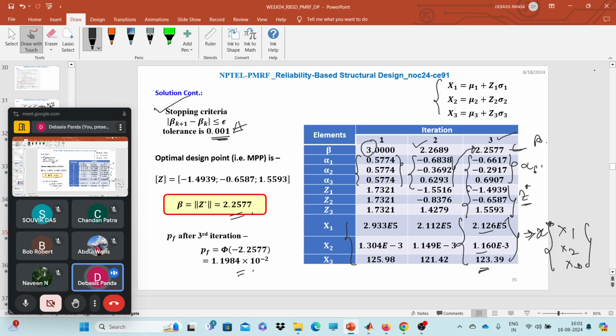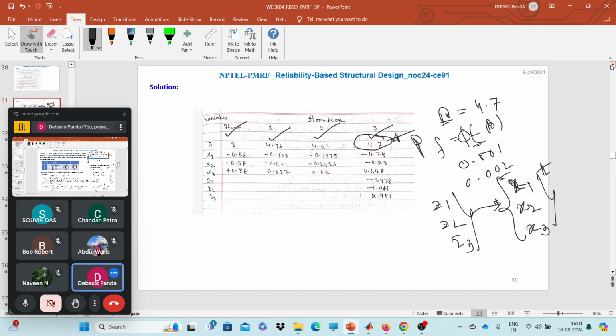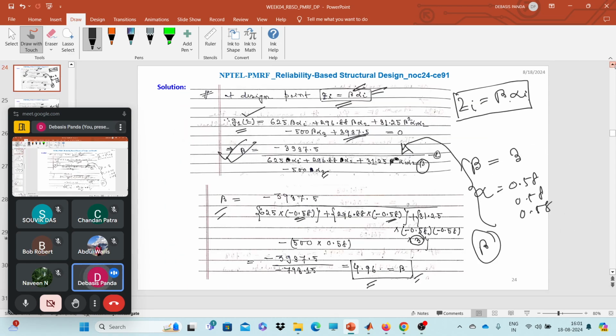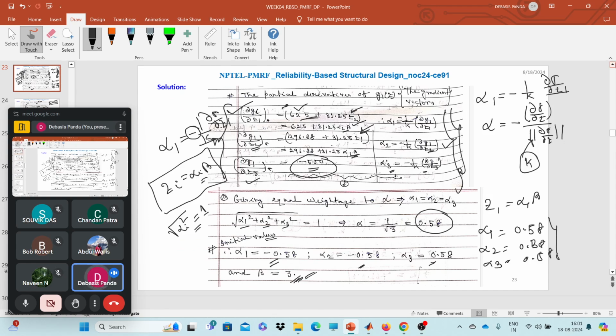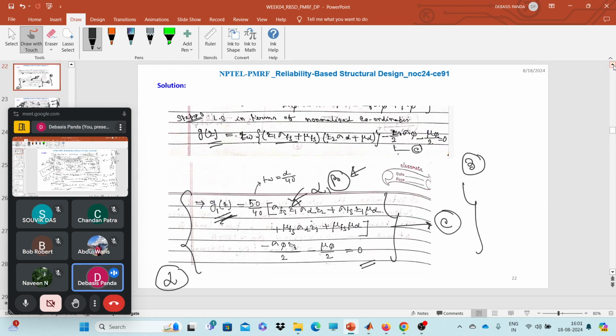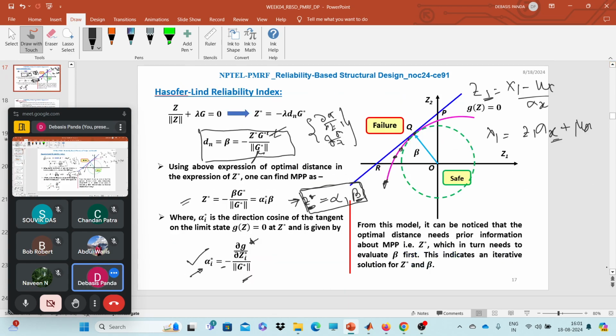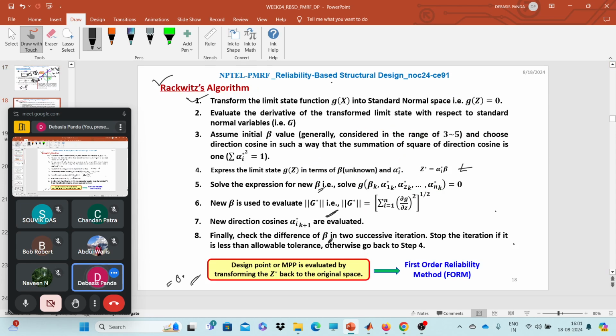So let's revisit the algorithm once again. This handwritten problem is important. Just go through it step by step. I have added it, you just need to give some time to solve it. I will upload it, no problem. Okay, so let's revisit the algorithm.